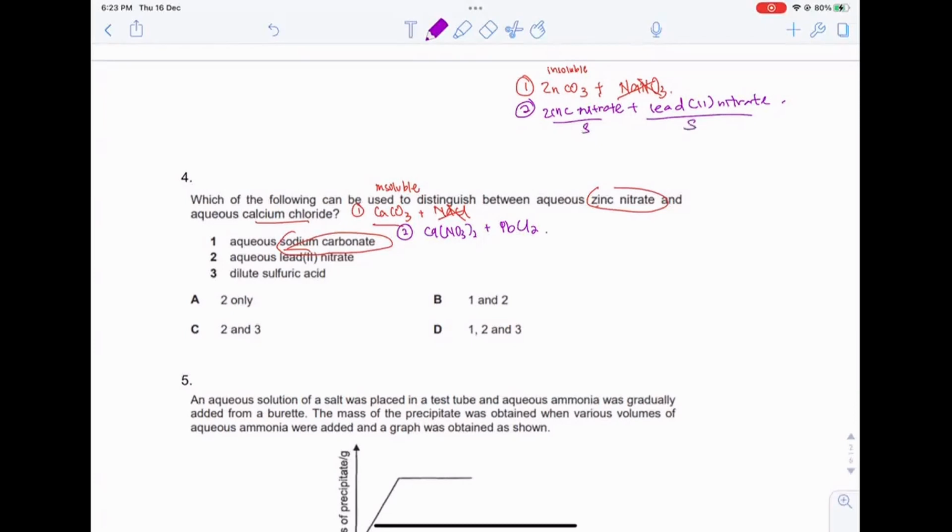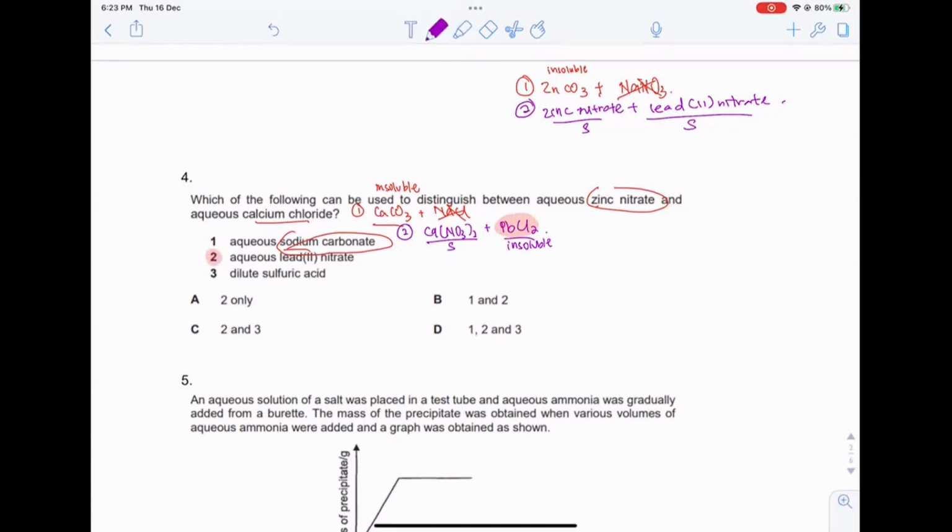This one contains nitrate, all nitrates are soluble. Then this one, the moment you see it, you should notice that it's insoluble. All chlorides are soluble except for lead and silver. So this is insoluble. So hence, it can distinguish, right? Because you will have a precipitate, whereas the other one will not have any precipitate because they're all soluble. So it can distinguish. So 2 is correct.